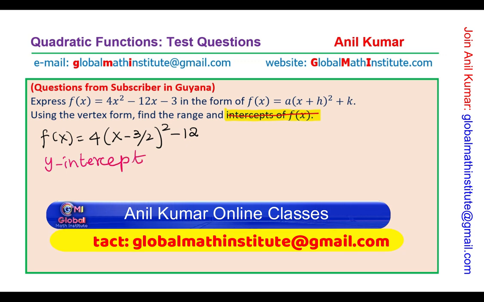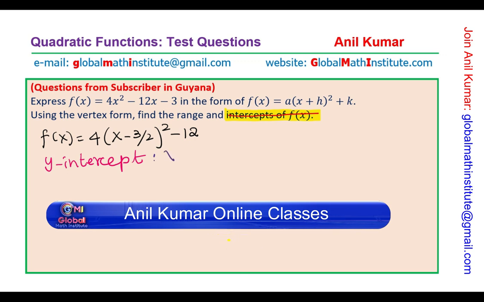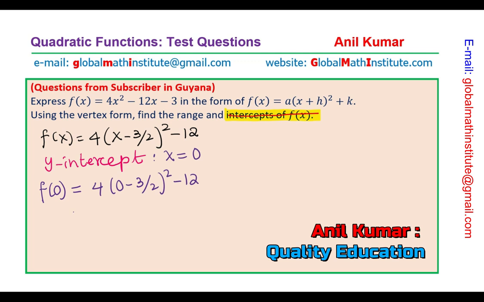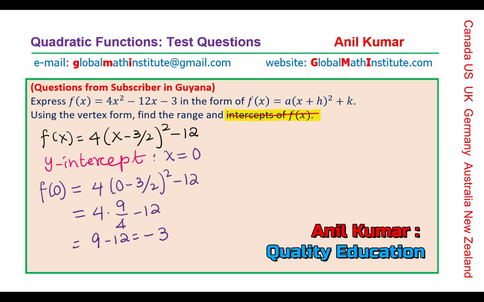Sometimes you may miss it, right? That's why. So y-intercept means x is equal to 0. So that means f of 0. So f of 0 is 4 times 0 minus 3 by 2 whole square minus 12, correct? Which is 4 times, this becomes positive, right? 9 by 4 minus 12. And that gives you 9 minus 12, which is minus 3. So we got the y-intercept as minus 3. The point is (0, minus 3). Makes sense, right? So that's the first part.